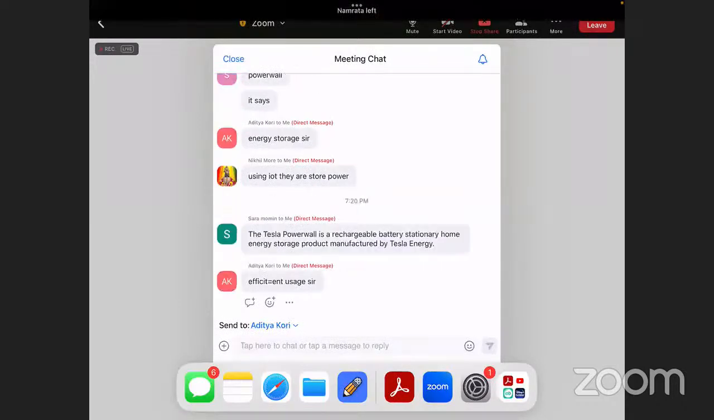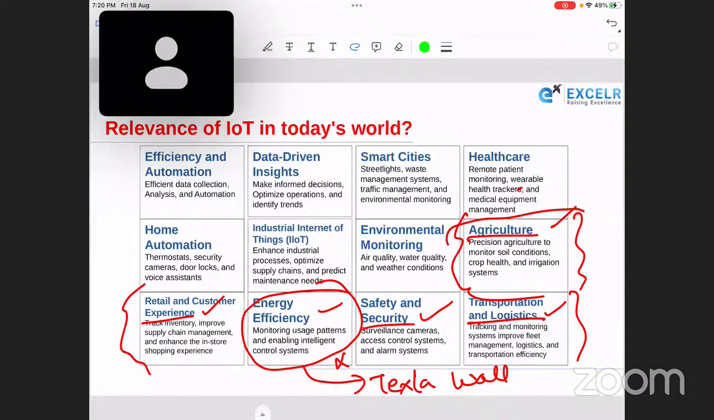Or the recharge battery station at home. Yes, I understood. You guys have got the hint. You can check out videos to understand what they are doing with it. For transport, logistics, safety, security and retail, I want examples. Maybe from the real world. You have to search around and find a real world scenario.